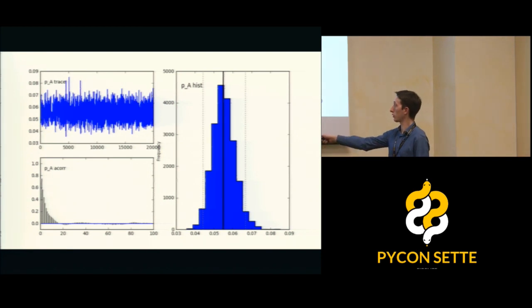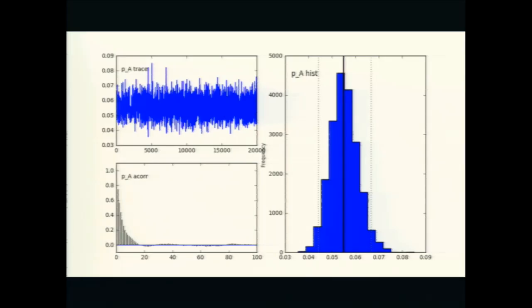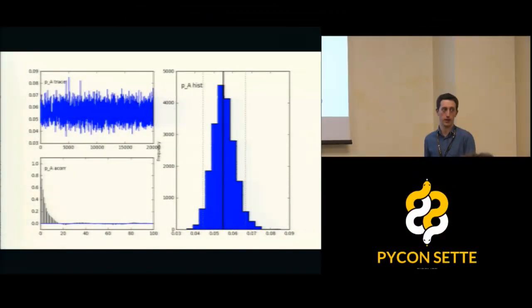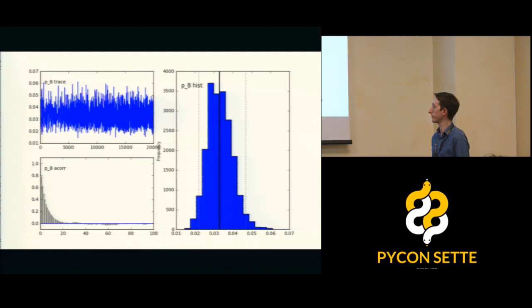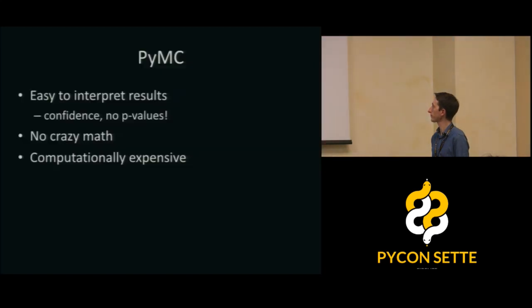And this is the autocorrelation plot, where the idea, very quickly, is that the lower the autocorrelation, the more likely you have converged. The higher the autocorrelation, the less likely you have converged. So these are tools to understand whether the algorithm has converged or not, which come for free inside the PyMC library. This is the same for PB and delta.